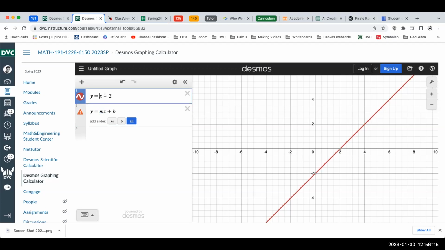In this case, what's the slope of this linear equation? 1, because that's the coefficient of x, right? How can you write 1 as a fraction? 1 over 1. So in this case, the slope is 1 over 1. B, what does the b value tell you?